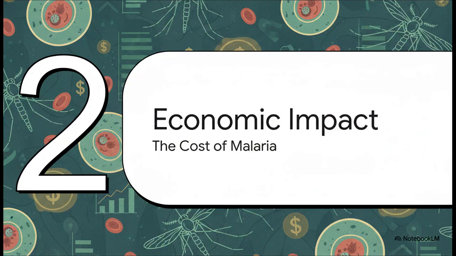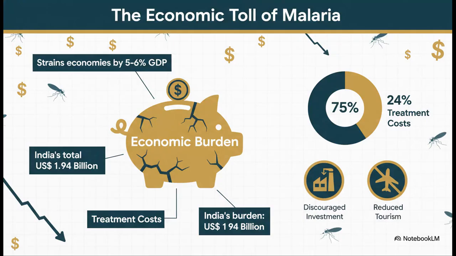Section 2, Economic Impact of Malaria. Malaria can strain national economies, impacting some nations' gross domestic product by as much as an estimated 5 to 6%.